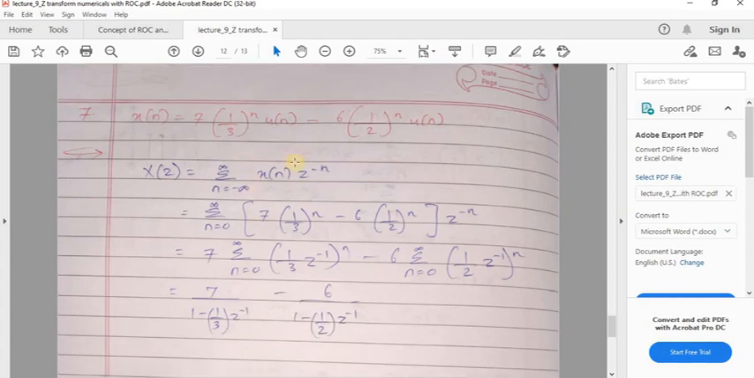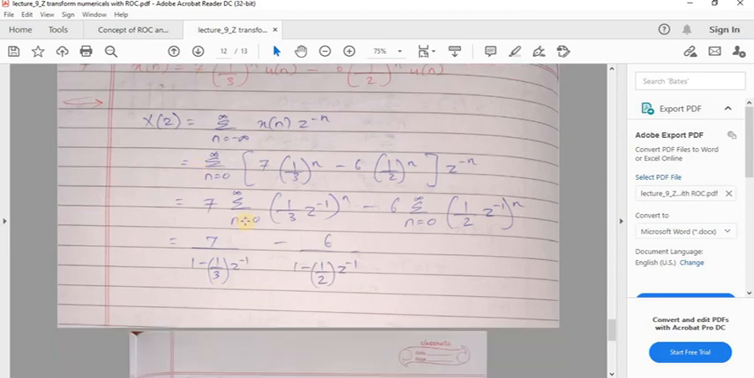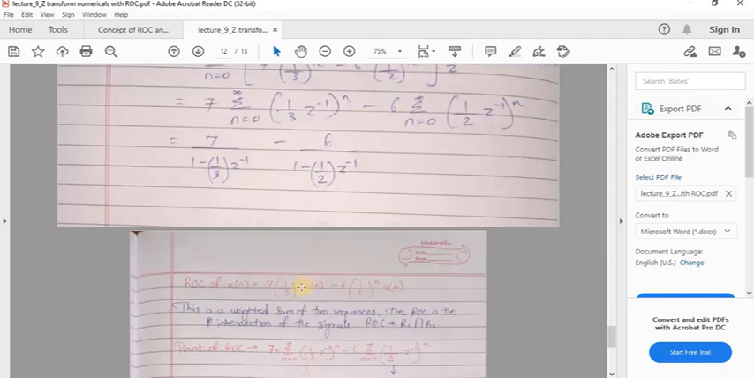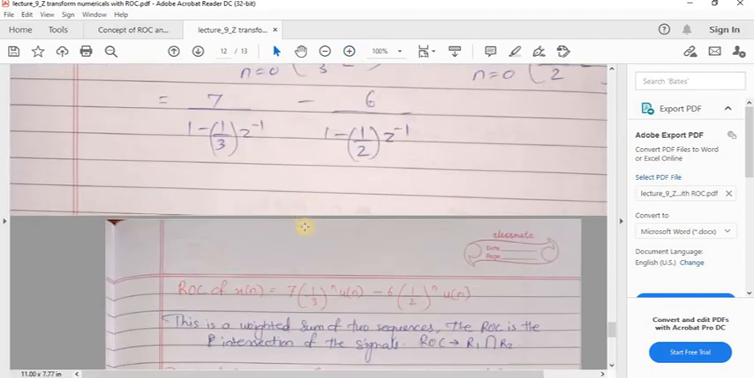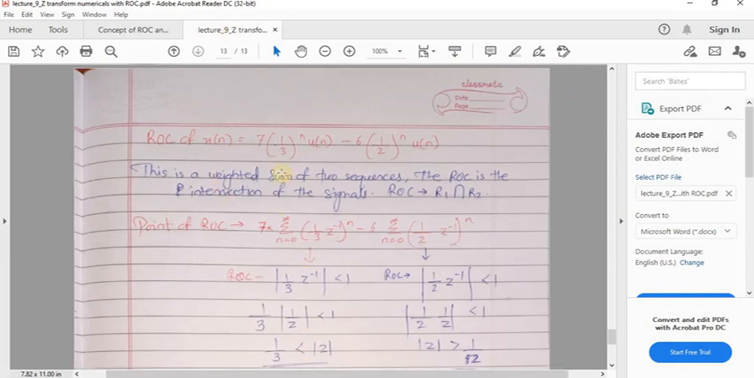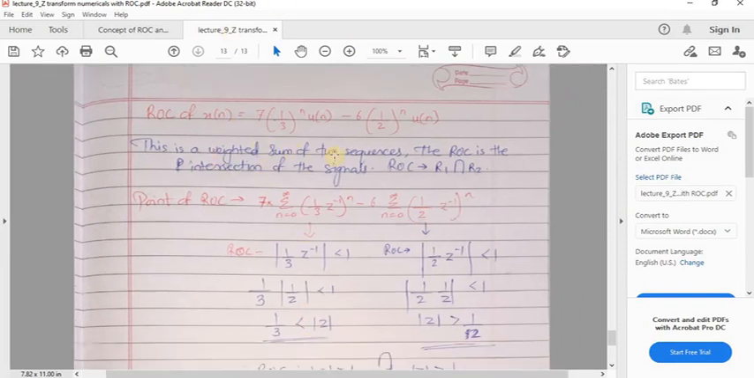our weighted sequence, two signals. We have already solved this problem in the previous lecture. You can refer to the video, lecture number 8. This is the point at which we have to find out the region of convergence. So I'll zoom it. This is a weighted sum of two sequences.